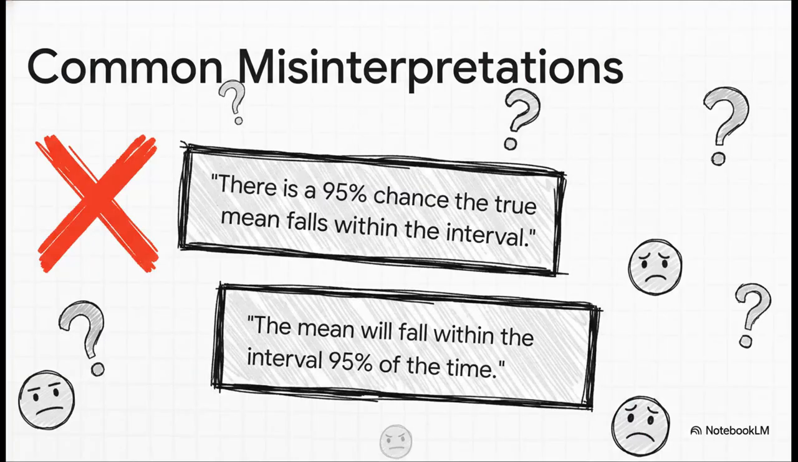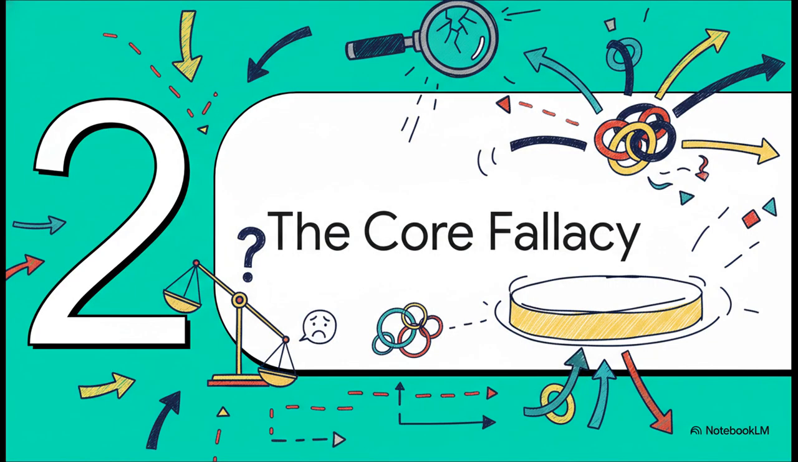Okay, so these two statements right here, they're the main offenders. They really seem to get the point across, but what they do is they put the probability on the wrong thing. And to see why that's such a big no-no in statistics, we need to get to the heart of the problem. The reason this is all so confusing is because of something that researchers have actually named: the fundamental confidence fallacy. This is the core mistake that sends our intuition off in the wrong direction.